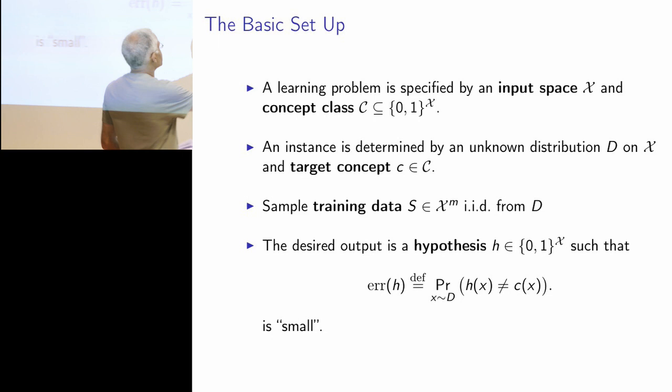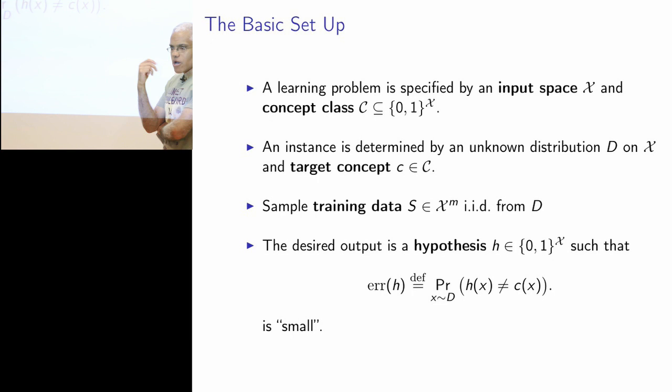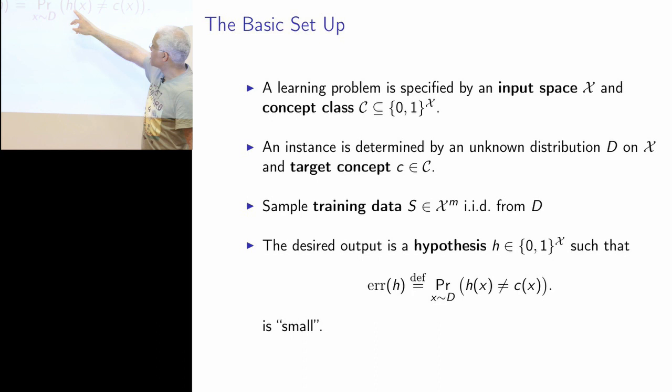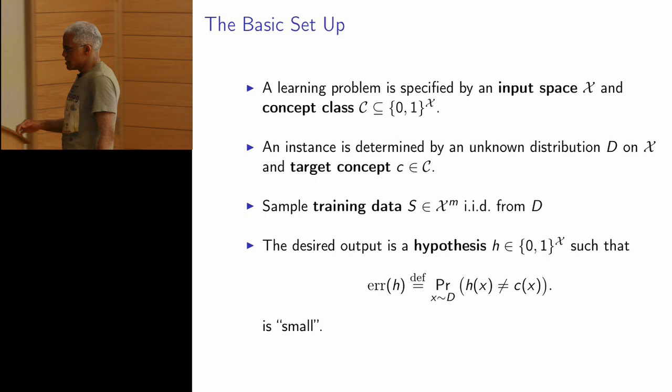And what is our goal? Our goal is that it should be approximately correct. So we define the error of our hypothesis as the probability, if I draw an input from D, that the hypothesis misclassifies the input relative to the target. And we want that error to be small. That's our goal. So this is the basic setup of the PAC model.